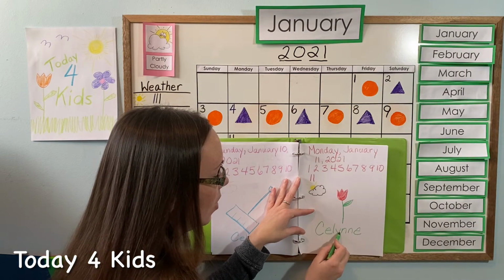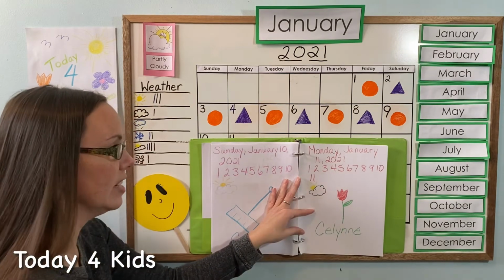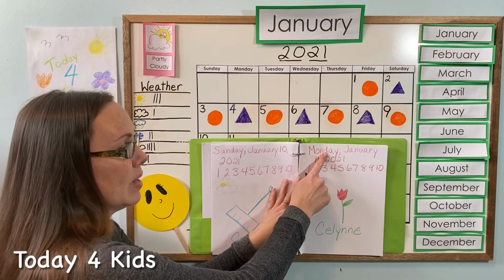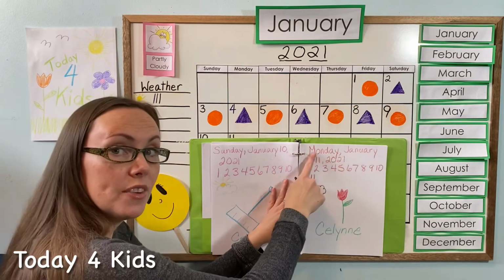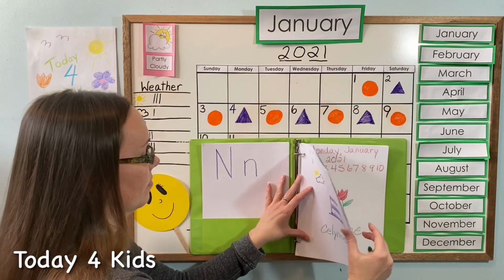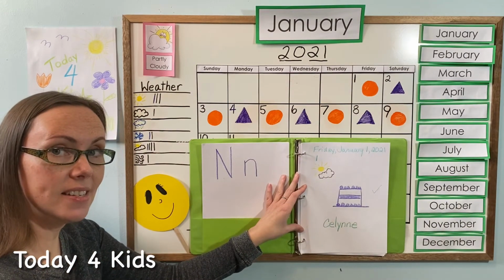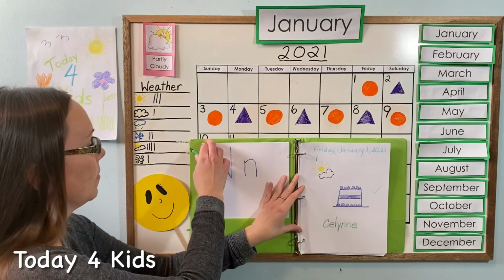CELYNNE. So we'll practice our printing and our numbers every day. And if you don't know how to spell Monday, January, or if you don't know how to make all those letters yet, you can practice just by making letters. So we're working on N right now. Do you know how to make the letter N? Try on a piece of paper.